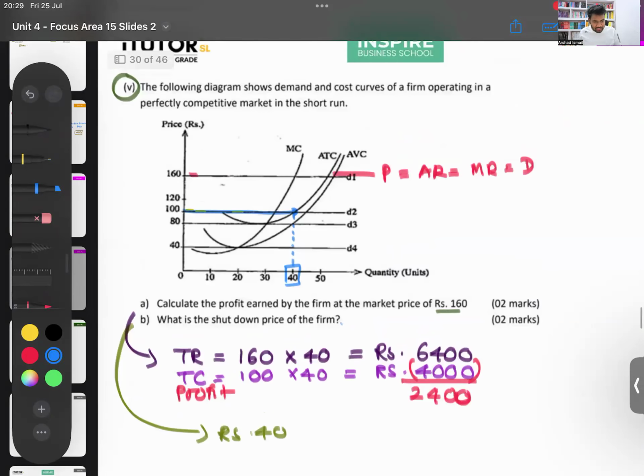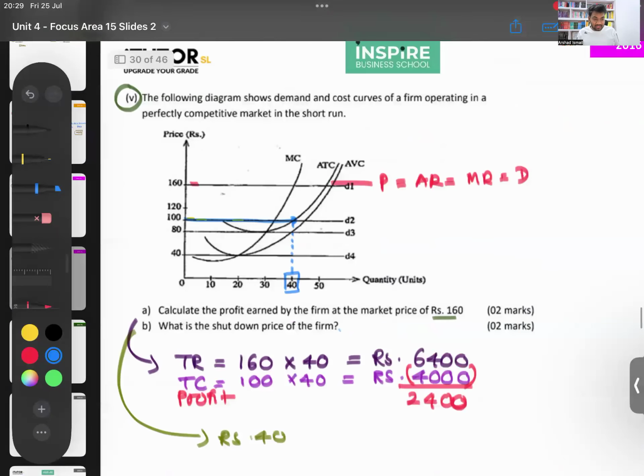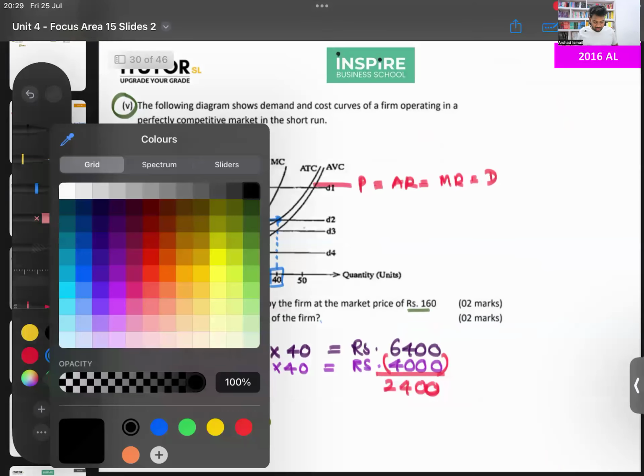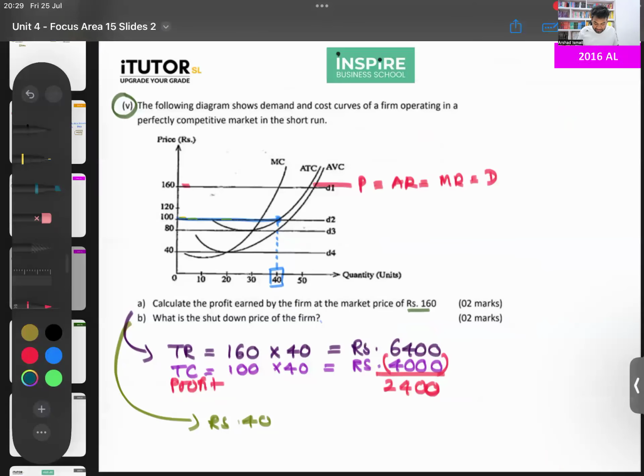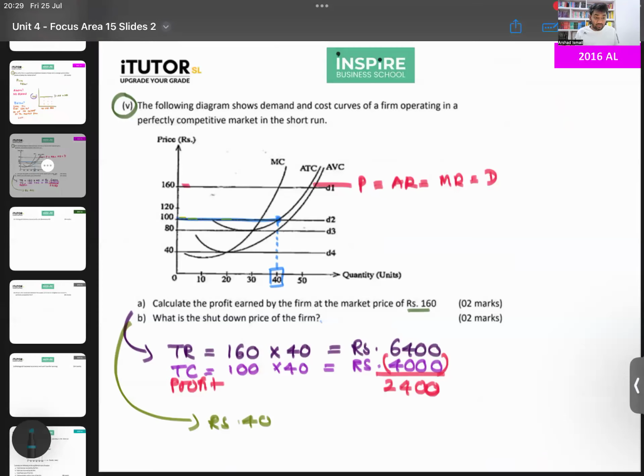The question looks hard, but I would say these calculation kind of things are the easiest. How many of you got all 4 marks there? Yes. Got all 4. Shutdown price now, you can say 40. I would say 40 or below. That would be a better answer to give. 40 should also be okay, but you can say 40 or below. So any price at 40 or below will be a shutdown. So 40 is fine.